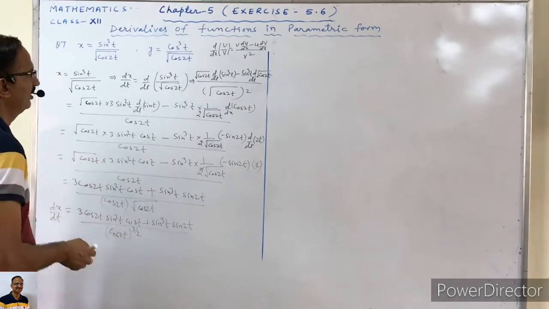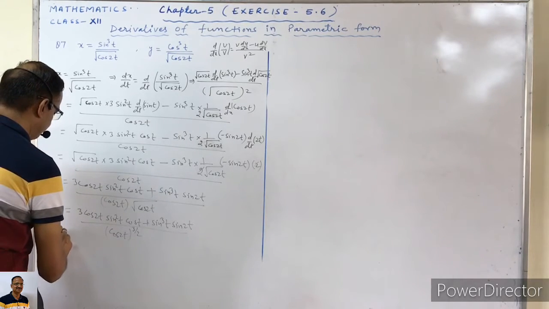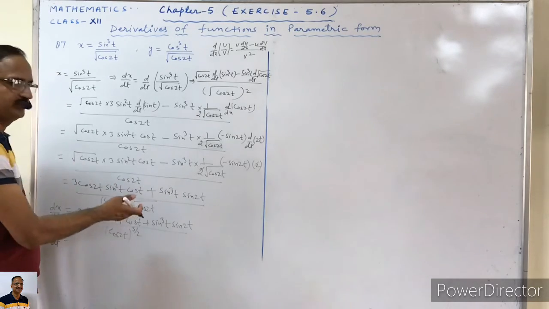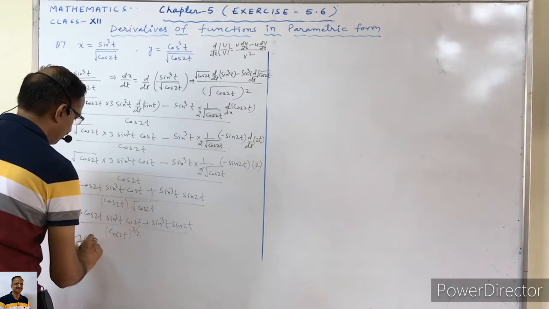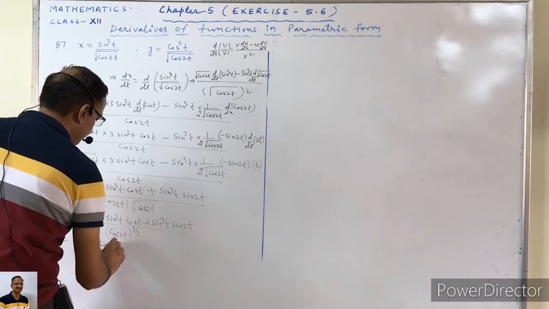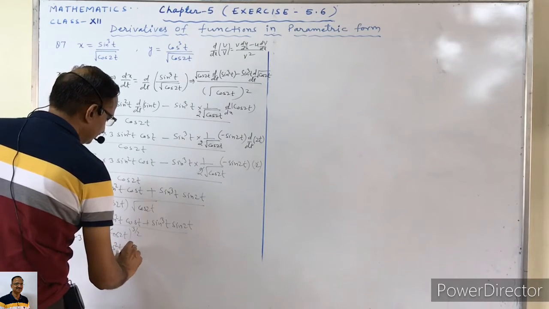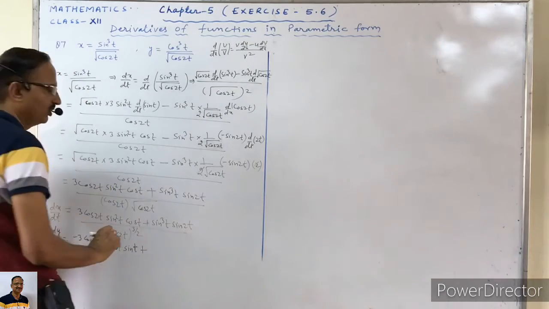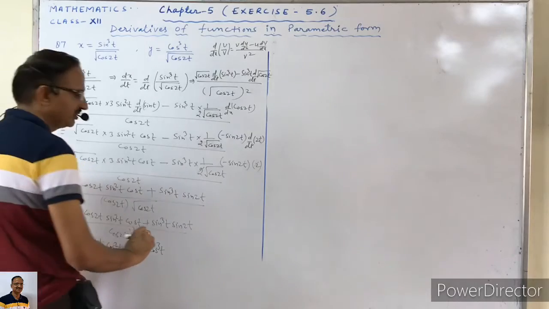Similarly, when we find dy by dt, we will get terms like this: minus 3 cos 2t cos²t sin t plus cos³t and sin 2t.